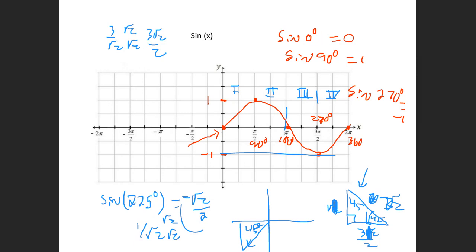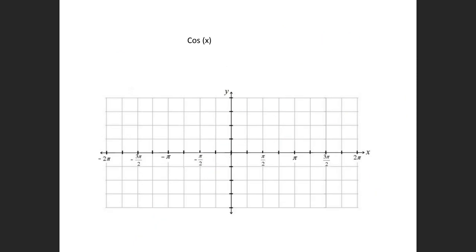Okay, and then the last thing I have to talk about is the cosine graph. If you remember this for next week, it's going to help you out immensely, because next week we're going to graph sine and cosine. So the cosine graph starts up here. So this is the cosine graph. It starts here, goes down, comes back up.